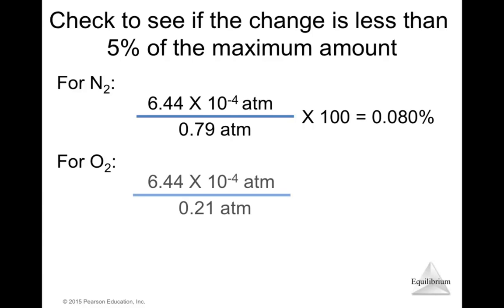For oxygen, we have basically the same thing, but in this case we divide by 0.21 because 0.21 was the initial pressure for oxygen. We multiply by 100 and we have a total of 0.31%. So because both of them are lower than 5%, it was correct to make that assumption.